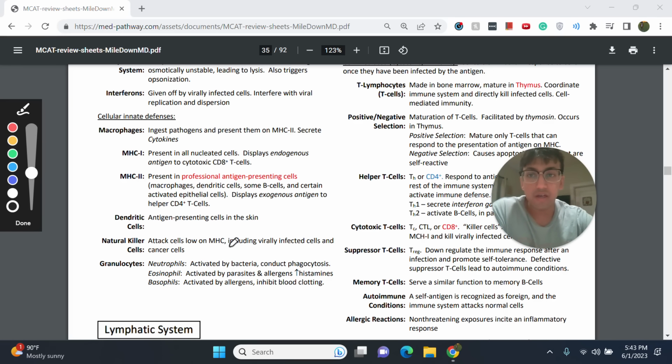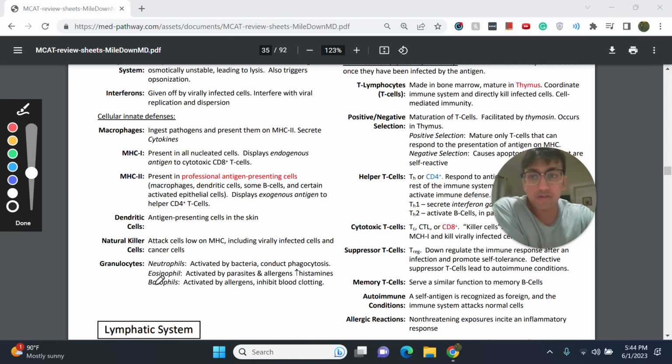Natural killer cells attack cells low on MHC, including virally infected cells and cancer cells. Something that happens sometimes is that a virally infected cell might have fewer MHC1. So the natural killer cell will come and notice that there's fewer MHC1, assume that it's a virally infected cell, and kill your own cell. Sometimes that's true with cancer cells as well, so natural killer cells will kill those cells too.